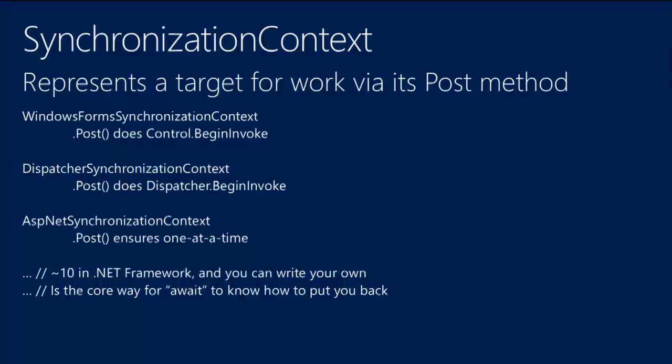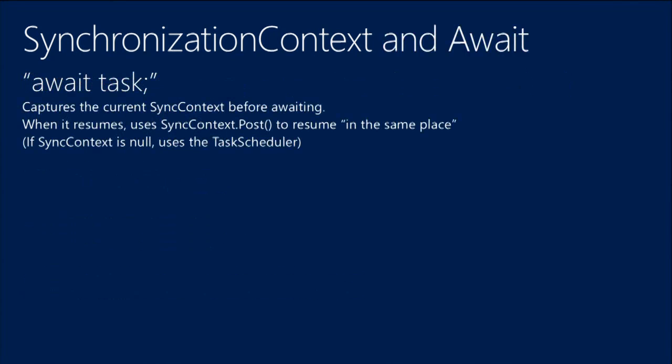Synchronization context is a kind of esoteric corner of the .NET framework. It existed in .NET 4, but no one used it. No one used it because it was full of bugs. Now with the async language support, we're using it all of the time under the hood. A synchronization context represents a target for work to be done. In other words, it gives people the power via its Post method to do work in a particular place.